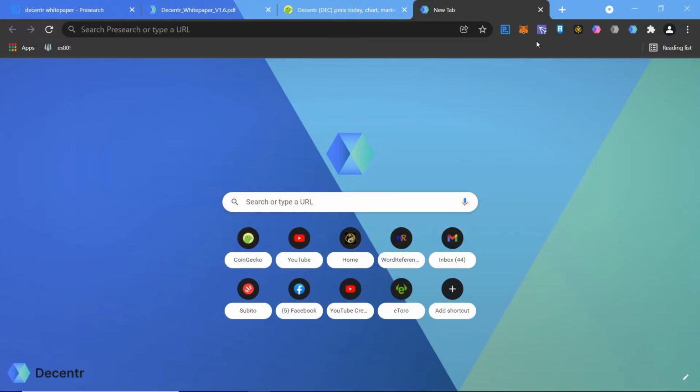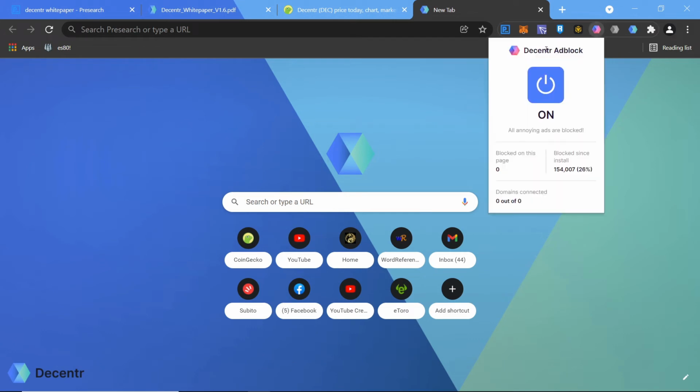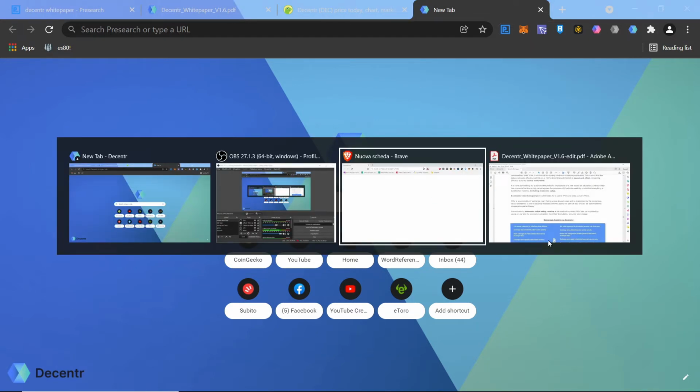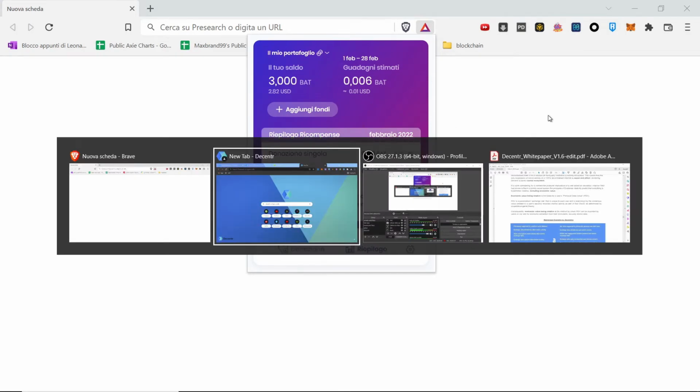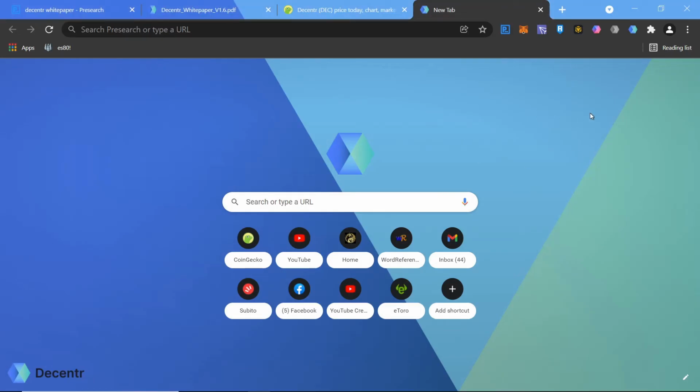Regarding what you can or cannot do with this browser, there is an adblock integrated with the browser, which means that every single advertisement will automatically be blocked, even though it's not as good as the Brave one. And so there is still room for improvement.